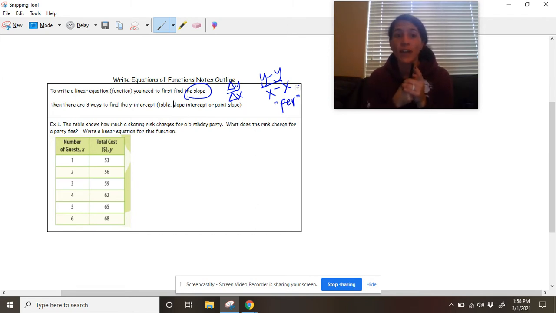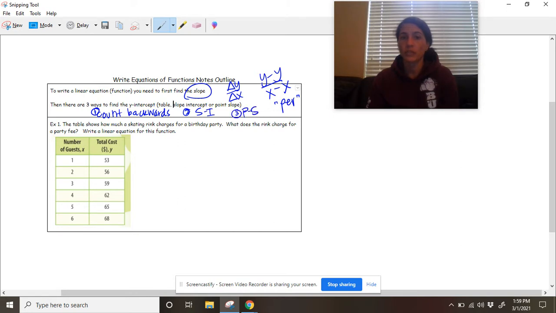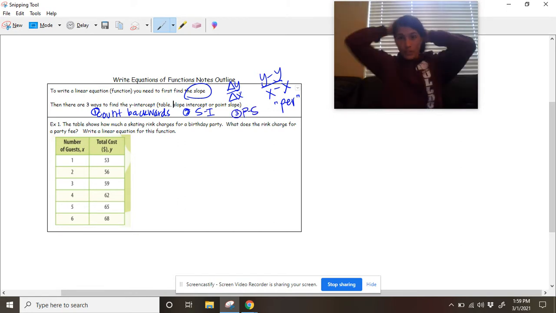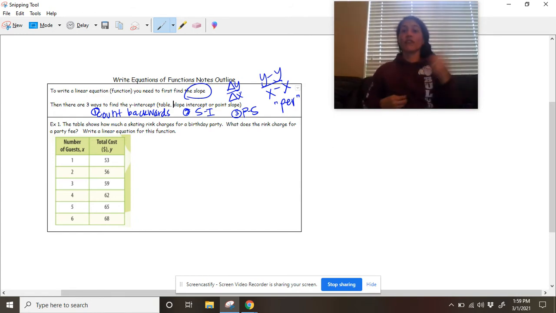Then there are 3 ways to find the y-intercept. The first way is to look at the table, and you're going to count backwards. The second way is to put it in slope-intercept form. And the third way is point-slope. We've practiced point-slope already. Slope-intercept is just putting it in and solving, and then counting backwards on the table.